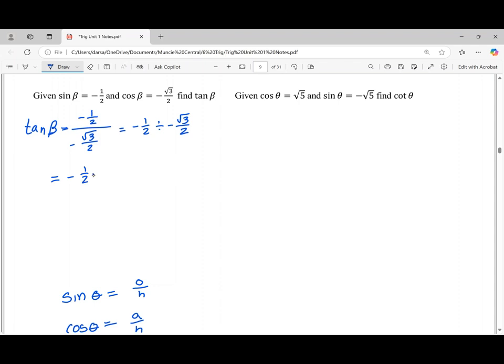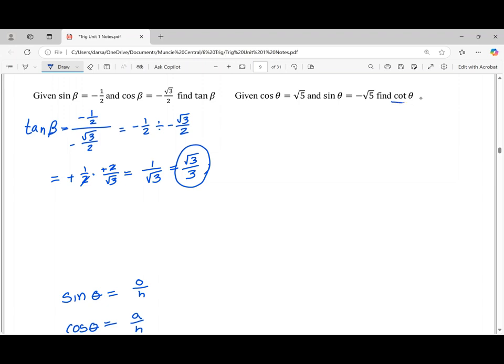That's negative 1/2 times negative 2 over the square root of 3. The negative times the negative will be positive. The 2's are going to cancel because one's on top and one's on bottom. So we have 1 over the square root of 3. A quick rationalize here gives us square root of 3 over 3, and that is our final answer for tangent.